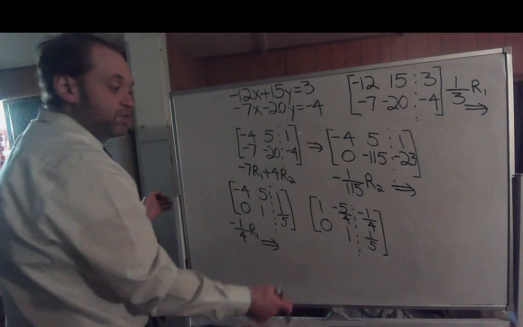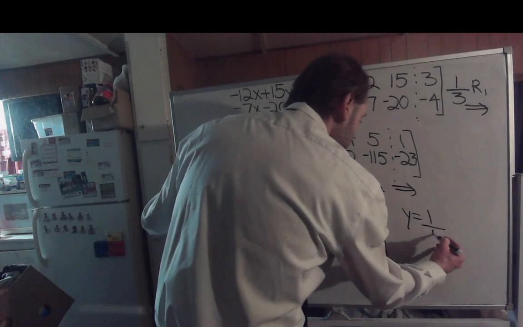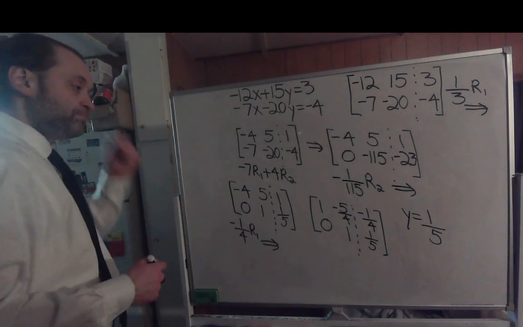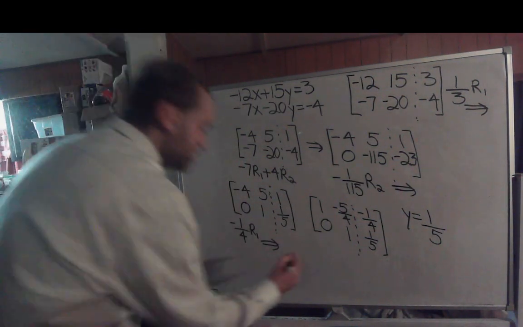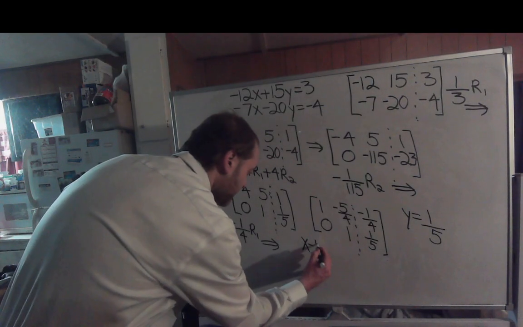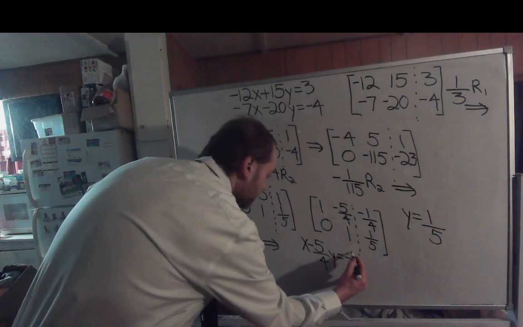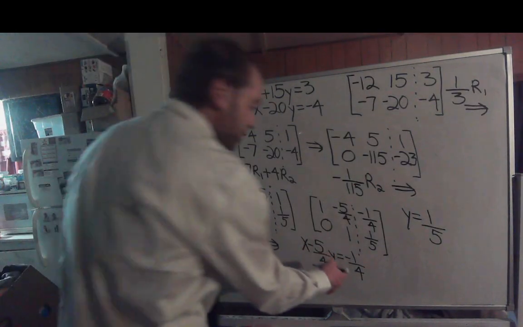And this here is telling you that y equals 1/5. So we got the y solution to be 1/5. Now use your back substitution and put that into the top equation. This will literally turn into x minus 5/4 y is equal to negative 1/4. So go ahead and put in 1/5 for y.